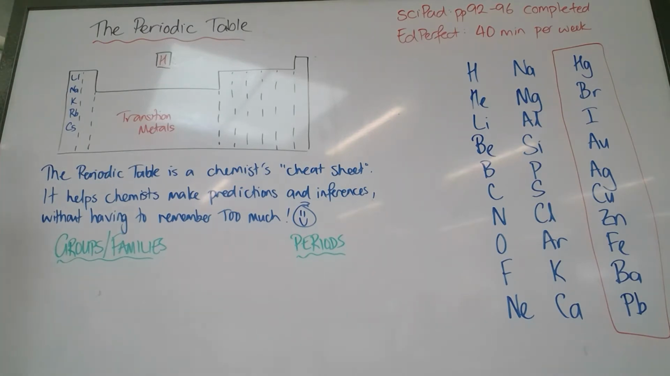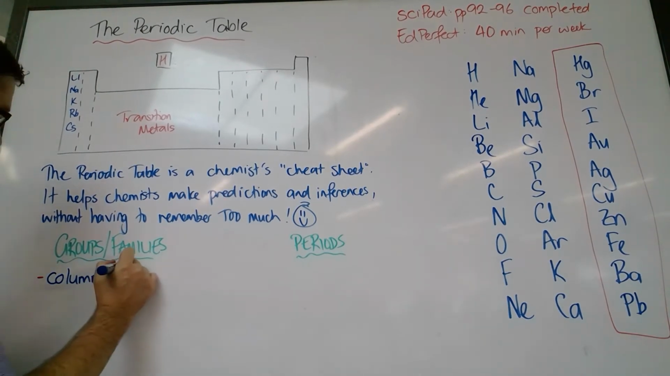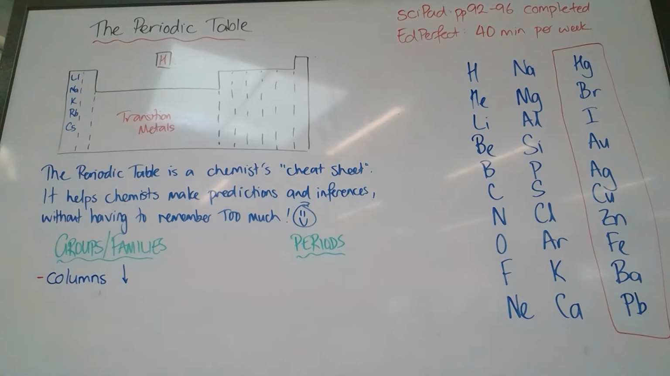So we can actually make predictions. If we knew the electron configuration of lithium, we could actually guess what it is for sodium, guess what it is for potassium, and so on. So the structure of the periodic table allows us to do less rote learning and more applying our knowledge. So the groups or families are the columns, so up and down. So they go up and down a periodic table, they're called columns. So they go down like this. So we've got what's called the alkali metals, the earth metals, and so on.